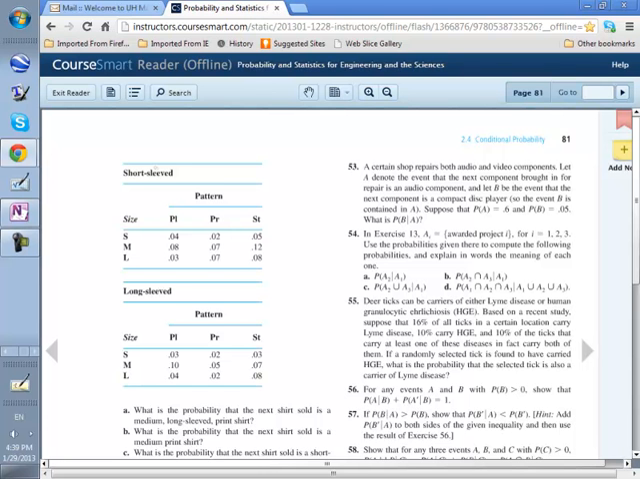It's 0.04. Why? I have to pick it from the first of the two tables because that corresponds to the short sleeve configuration. So this is short sleeve configuration and size short and style plaid. So that's 0.04.